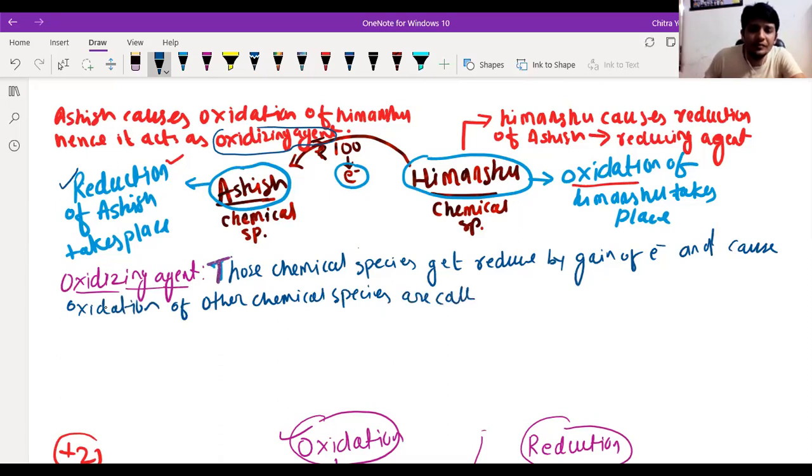Sir, can you write an example of the chemical elements of oxidizing agent? Okay, first we have to write the definition, then we will understand with the help of an example also. So just remember what an oxidizing agent is. Those species that get reduced by gain of electron and cause oxidation to other species are called oxidizing agent. Now we are going to write the definition of reducing agent.